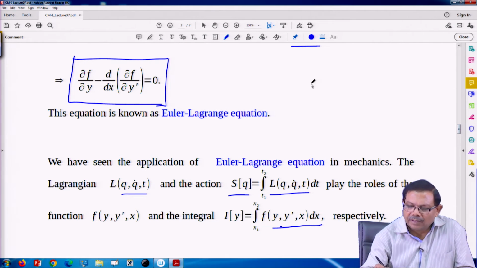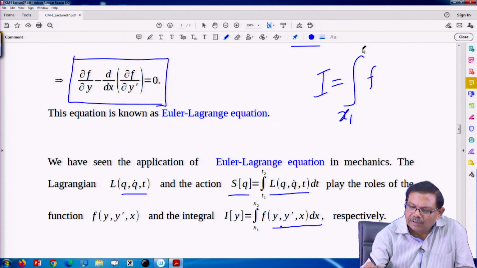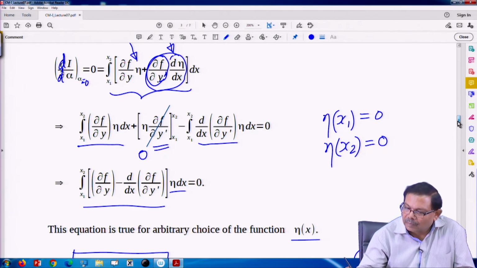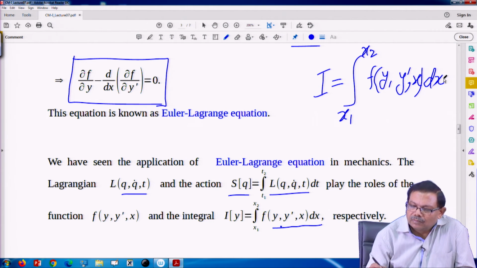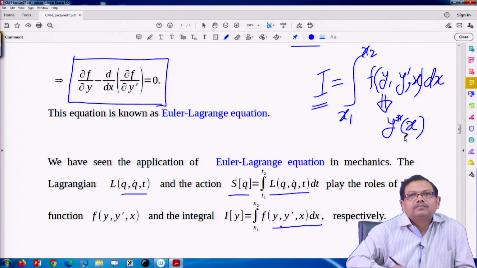So, we have to find an integral I between 2 points x1 and x2, where the independent variable is x, which is a function of y, y prime and x. Now, this integral will take a stationary value only if y has some specific value y star of x.